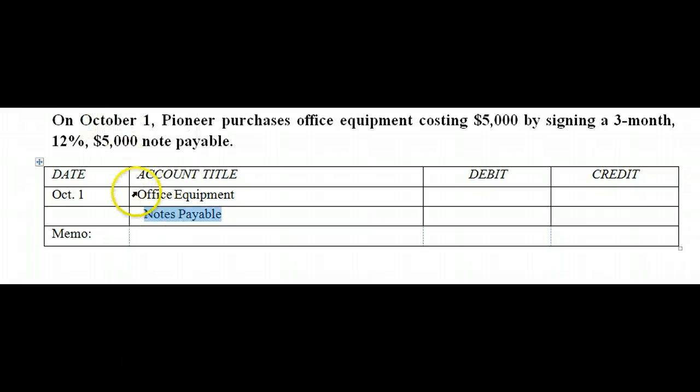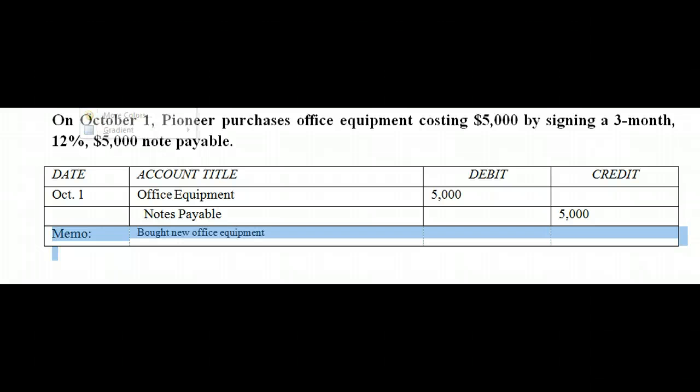And again, this is easy to remember. Office equipment is an asset. Assets are on the left-hand side of the balance sheet. So it reminds us that assets increase with debits. Notes payable are on the right-hand side of the balance sheet. So they must increase with credits. So we debit office equipment for $5,000, credit notes payable, and again, we tell our story down here in the memo section. We don't tell stories up in the debits and credits. We just use account titles up here.